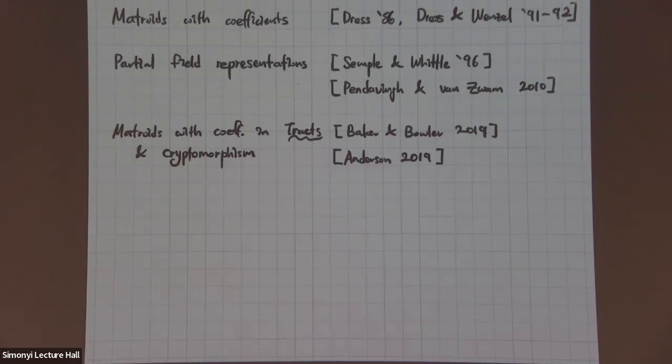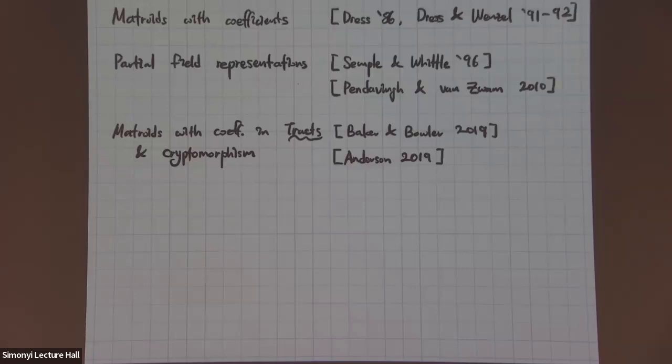Before doing that, let's recap some historical background about the matroid coefficient and related topics, a.k.a. Baker-Bowler theory. The first is the matroid coefficient in fuzzy rings, which was first founded by Dress and also studied by Dress and Wenzel. In this line of research, they first introduced the valuated matroid. Another line of research, quite related to Baker-Bowler theory, is the partial field representation, which is extensively studied by several groups.